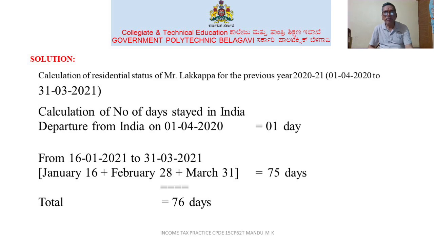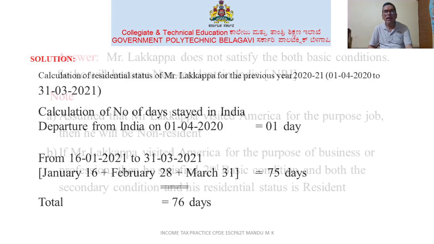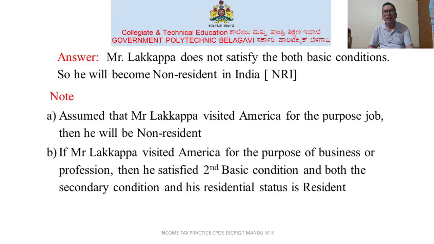In the question, it is not given whether Mr. Lakkappa is going for a job or a profession. Hence, you have to make some assumptions. First, we have to give our answer. Answer: Mr. Lakkappa does not satisfy both the basic conditions. So, he will become non-resident in India, NRI. Note here, our first assumption is that Mr. Lakkappa visited America for the purpose of a job, then he will be non-resident.